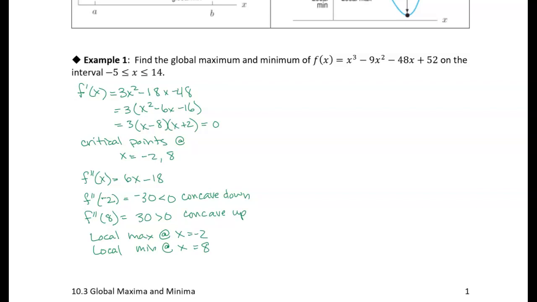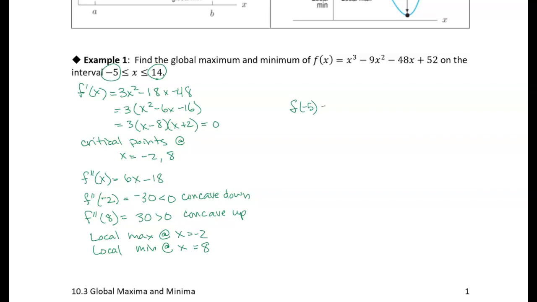Let's just take the two endpoints, so we have an endpoint at minus 5 and at 14, and evaluate the function at those two points plus the maximum and minimum, and then we'll just pick the biggest and the smallest ones. All right, so that's all we're going to do here.